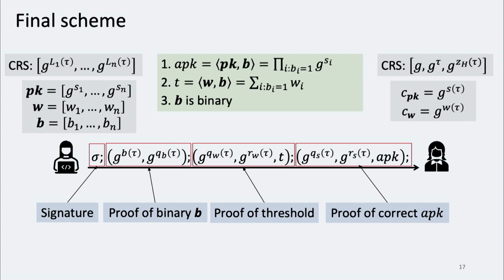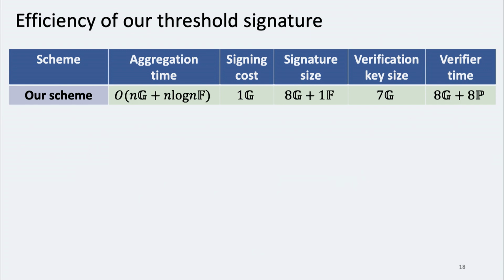Okay, so we can do a quick count. We have 9 things over there. 8 of them are group elements, and 1 of them is an integer. So that is the final efficiency of our scheme. Our signature size is 8 group elements plus 1 integer. Verification key size is 7 group elements. Verifier time is 8 group elements plus 8 pairing operations. Signing cost is constant. Aggregation cost is n log n.